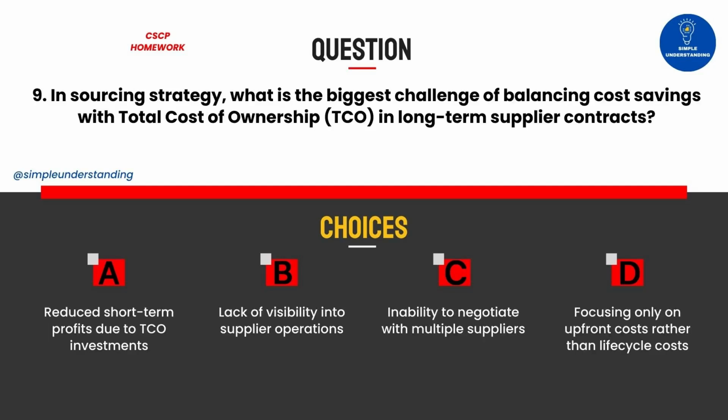9. In sourcing strategy, what is the biggest challenge of balancing cost savings with total cost of ownership, TCO, in long-term supplier contracts? A. Reduced short-term profits due to TCO investments. B. Lack of visibility into supplier operations. C. Inability to negotiate with multiple suppliers. D. Focusing only on upfront costs rather than lifecycle costs.